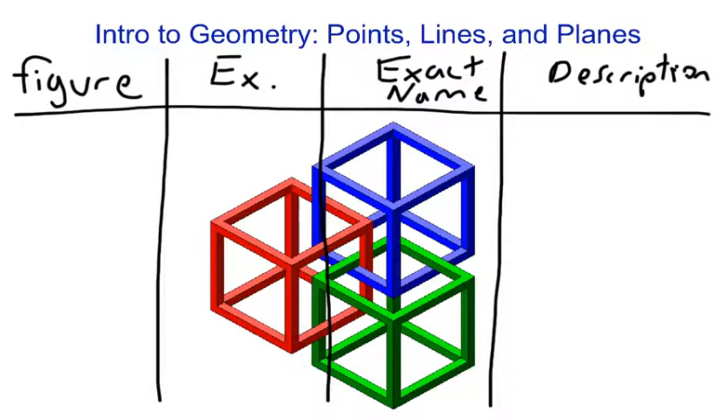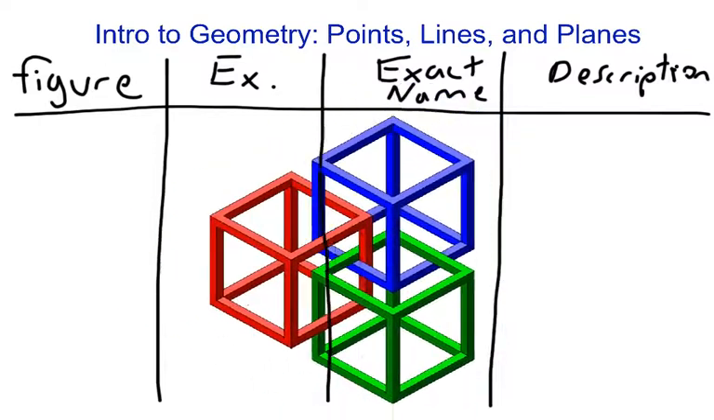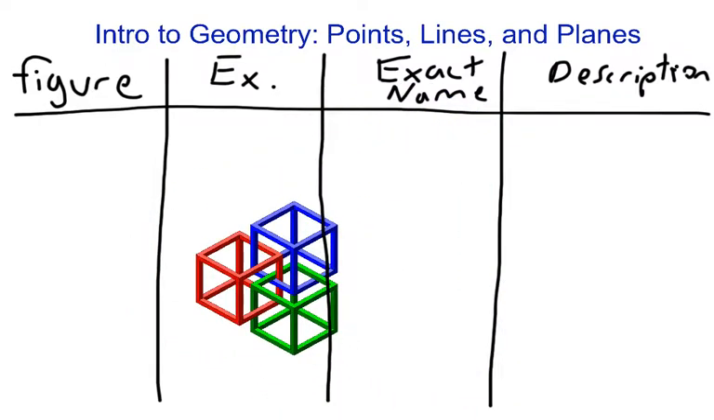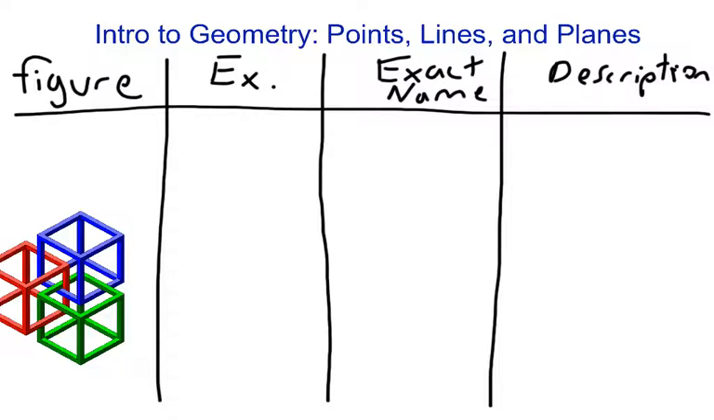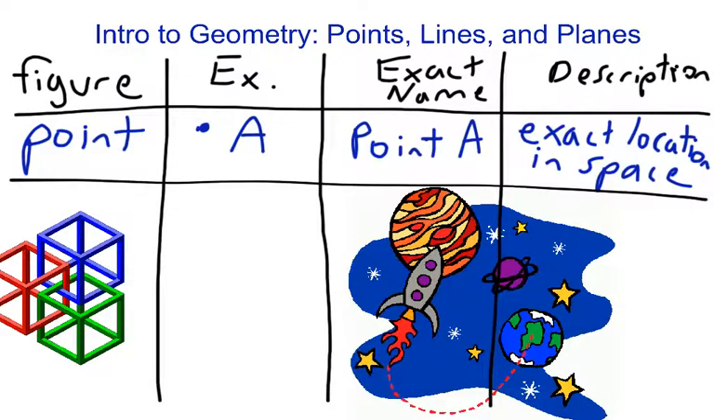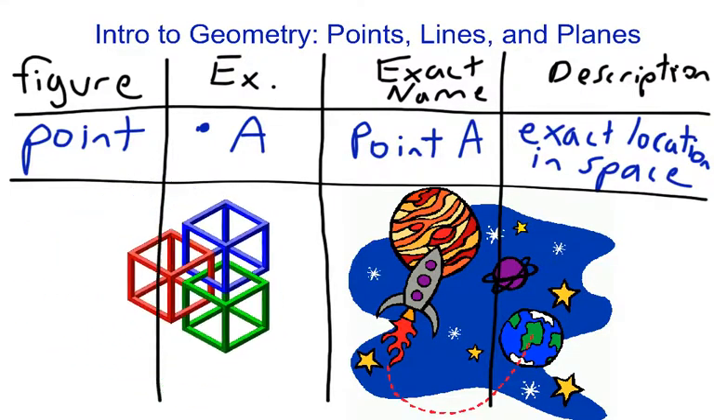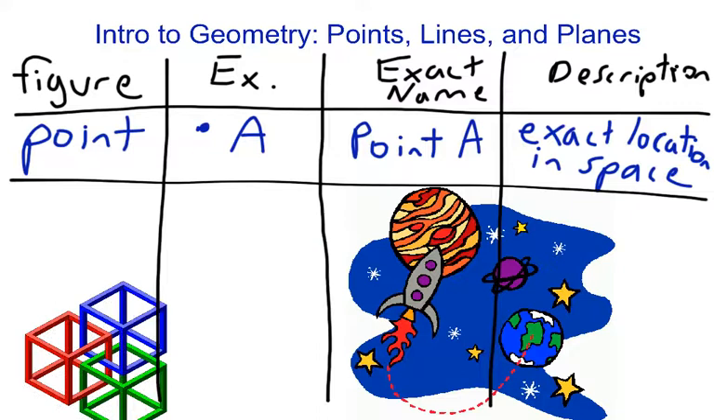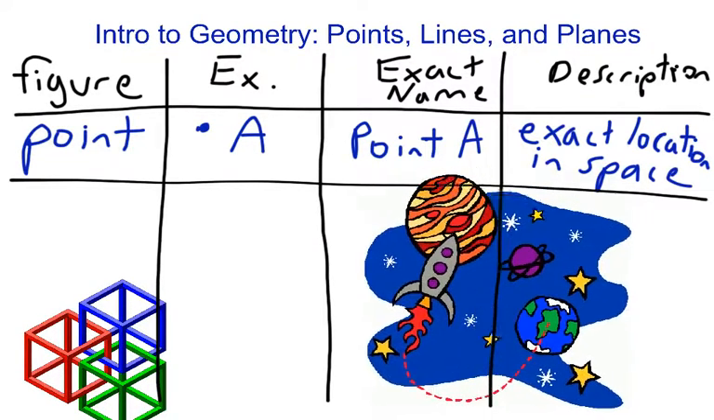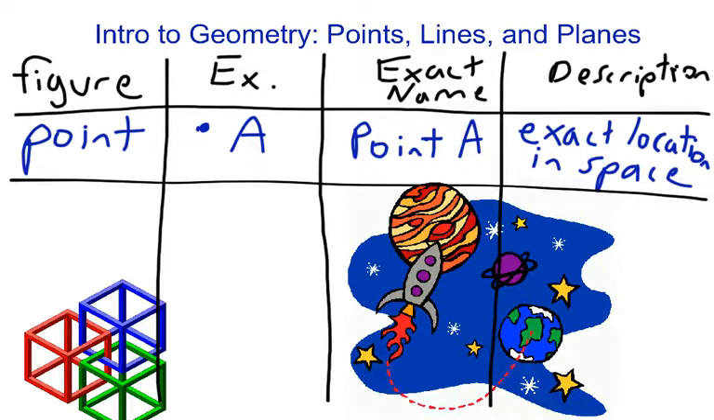All right, we're learning about geometry, points, lines, and planes. So, our first figure we're going to talk about is a point. So what's the point? Well, we're about to find out. So I guess the point is, it's an exact location in space. So for instance, we're right here on the Earth. So that would represent an exact location in space.